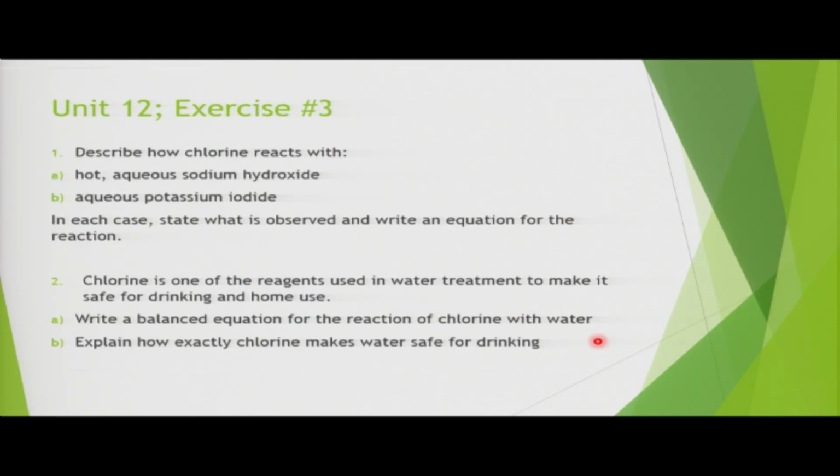I will have to leave you with the exercise, which I call exercise 3. And it is clearly seen. So question number 2 reads: chlorine is one of the reagents used in water treatment to make it safe for drinking and home use. Write a balanced equation for the reaction of chlorine with water. Explain how exactly chlorine makes water safe for drinking. So go through what we looked at. If you understood well, this question should be easy for you to attempt.